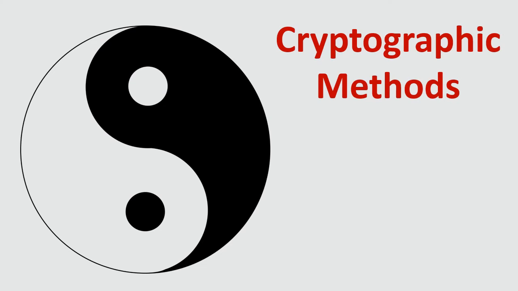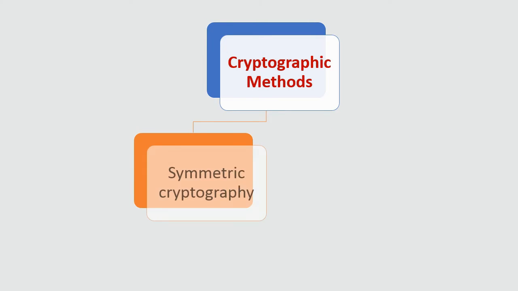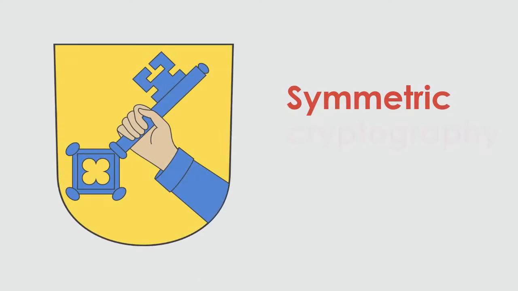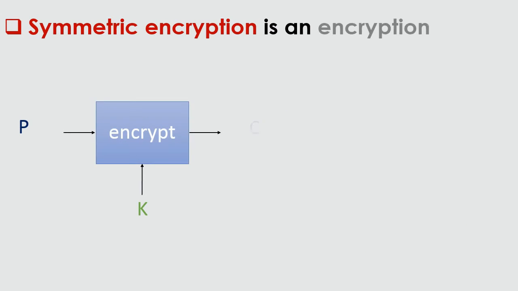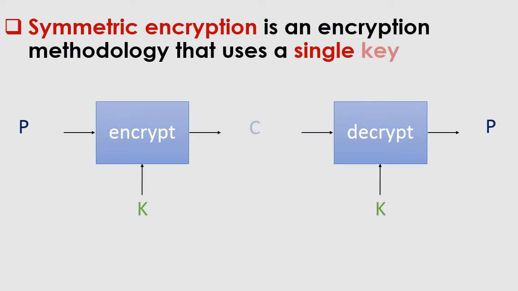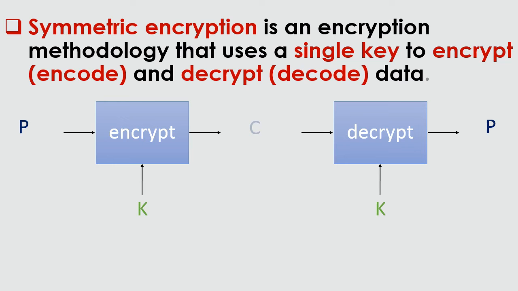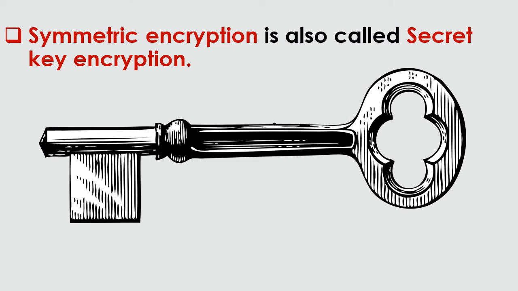Cryptographic methods. Cryptographic methods are symmetric cryptography and asymmetric cryptography. Symmetric cryptography. Symmetric encryption is an encryption methodology that uses a single key to encrypt, encode, and decrypt, decode, data. Symmetric encryption is also called secret key encryption.